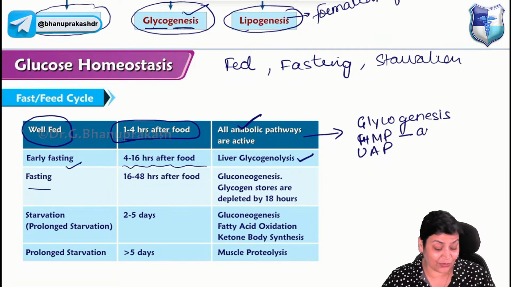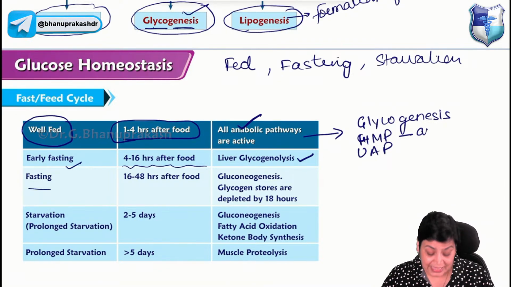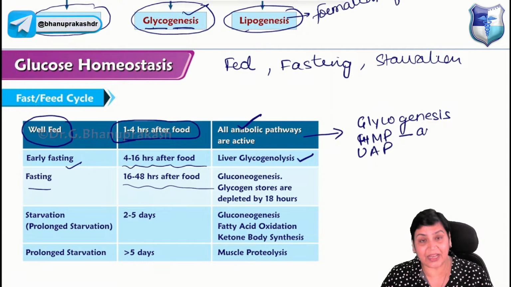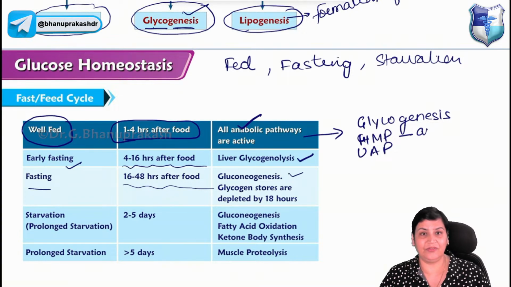What you are doing is you are increasing the time interval. That means your body is undergoing fasting again, delayed fasting. So this is again 16 to 48 hours after food. Then what will happen? Gluconeogenesis will be there.